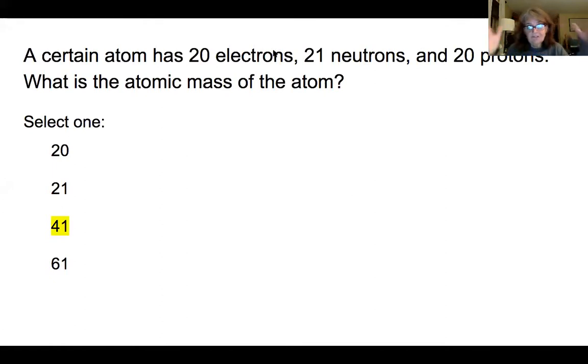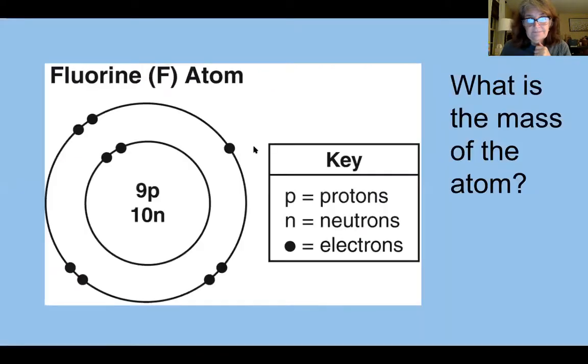Electrons are on the outside and they weigh almost nothing. So when I say atomic mass, I mean the mass of the nucleus of that atom. That's where all the weight is. Okay.